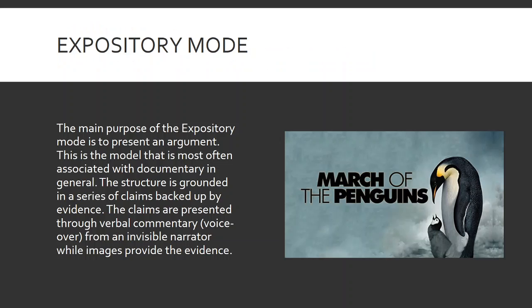So the expository mode, the main purpose of this mode is to present an argument. This is the mode that is most often associated with documentary in general. The structure is grounded in a series of claims backed up by evidence. The claims are presented through verbal commentary, voiceover from an invisible narrator, while images provide the evidence.